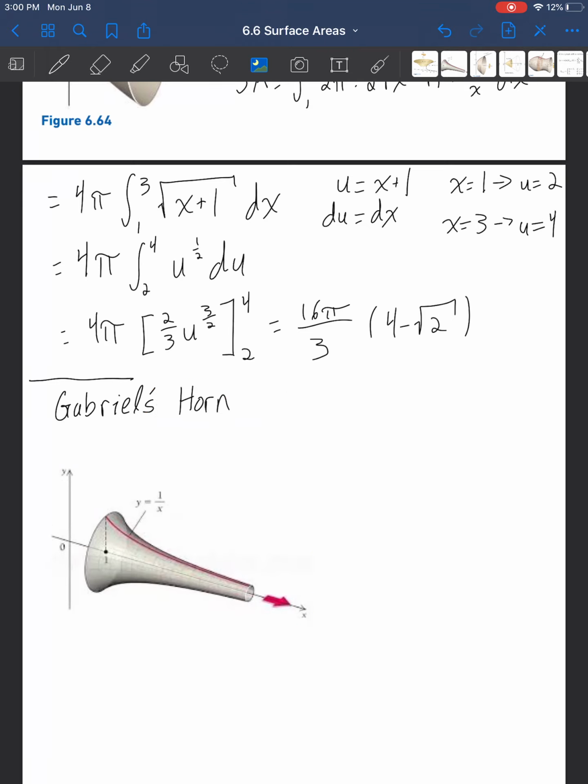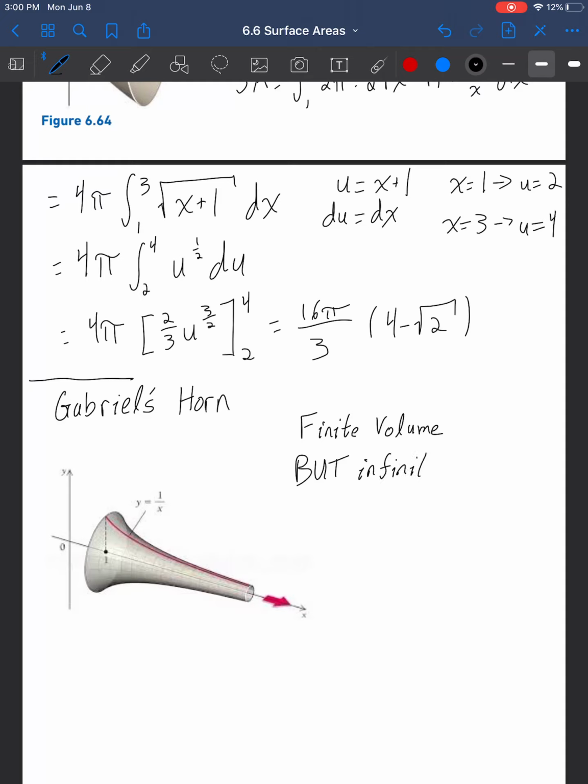And I have a picture of what Gabriel's horn looks like right here. Gabriel's horn is just going to be the shape that you get when you rotate the curve y equals 1 over x around the x-axis, and you take the integral as it goes to infinity. So the interesting thing about Gabriel's horn is we're going to show it has a finite volume, but it has an infinite surface area.